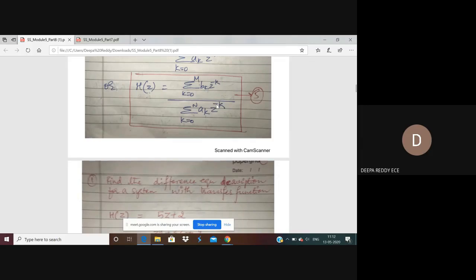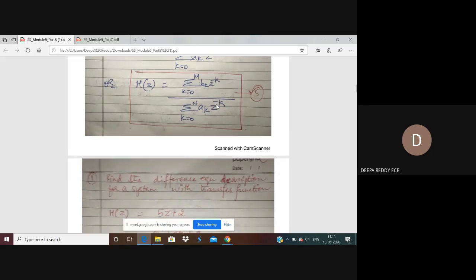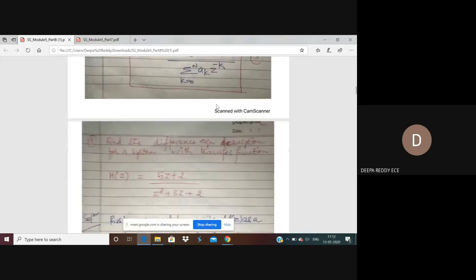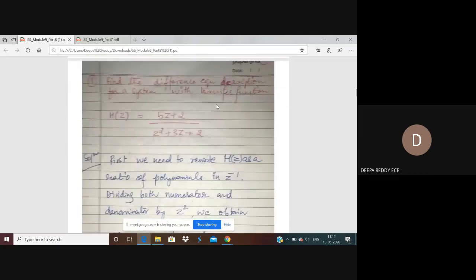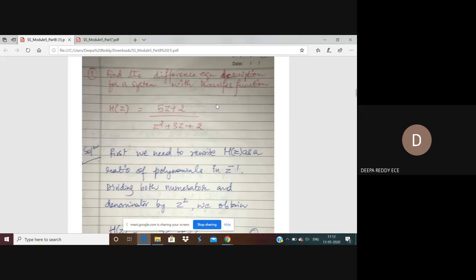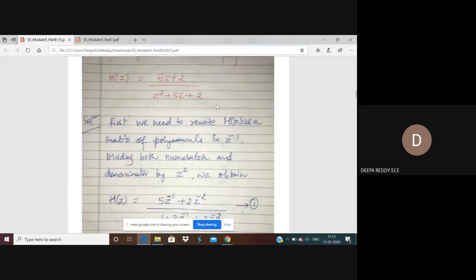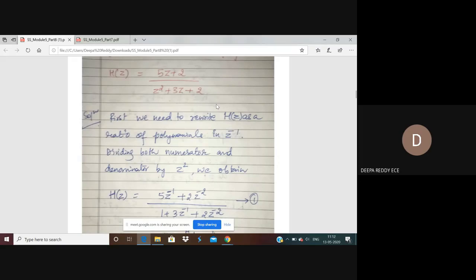So in view of that, we will first express the given H(z). If it is already given in negative powers, it simplifies our issue. But if it is given in positive powers, we have to first convert the polynomials into negative powers. So what we will do is divide both the numerator and denominator by z squared. If I divide it by z squared, I'll have a denominator of z, so the numerator becomes 5z squared plus 2z to the power of minus 2, divided by this term.